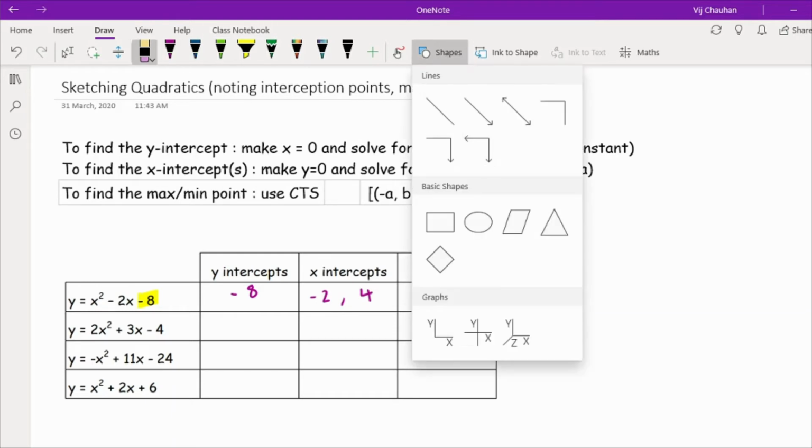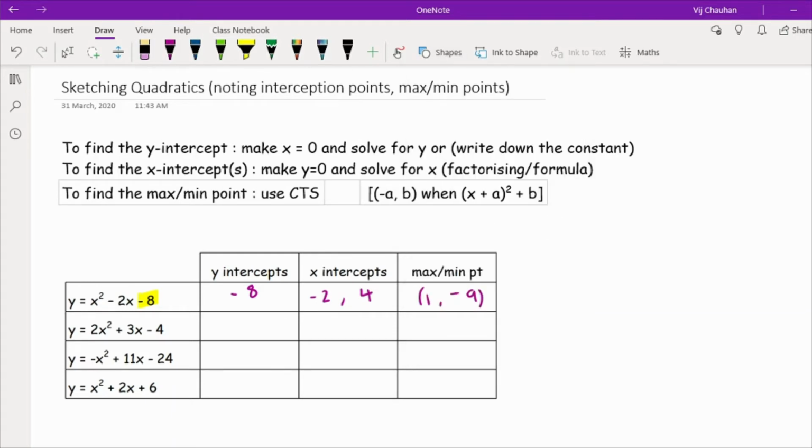Let's do this properly. So first thing I would start off with is drawing a horizontal line, and what I'm going to do is mark the 2 points for the intercept. Now I know it's going to be a U shape because I've got a positive parabola. So then I know that I'm going to have my 2 points.